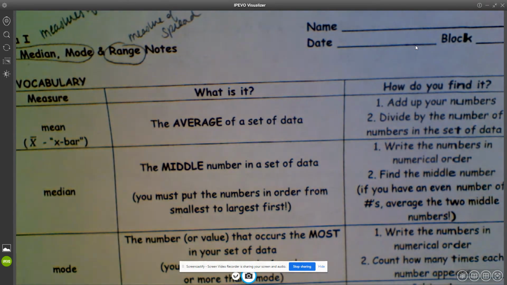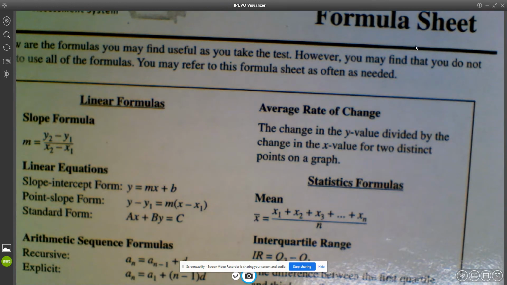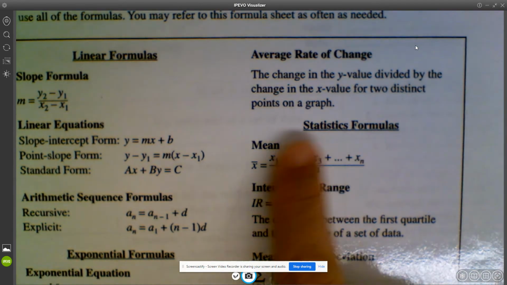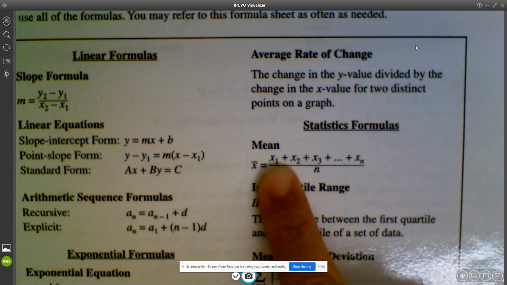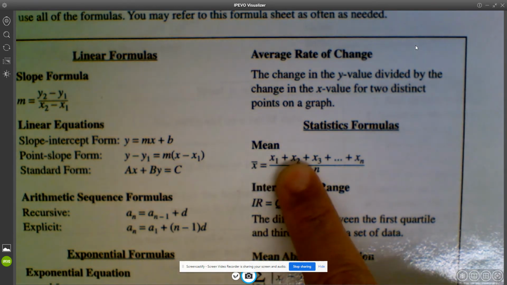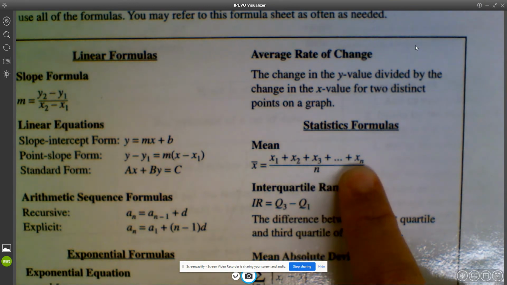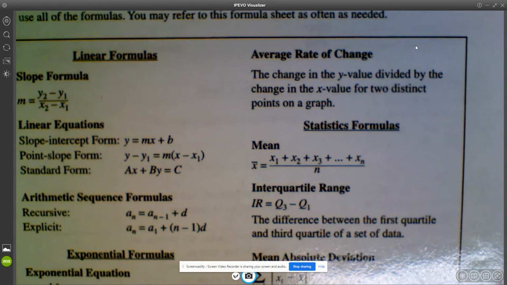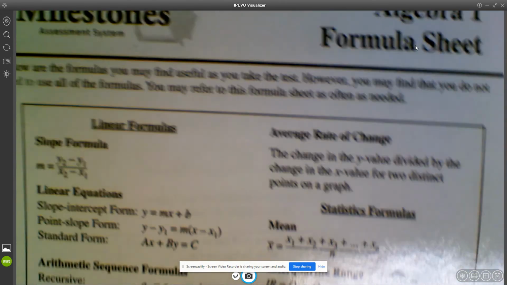I have in front of me the Algebra 1 formula sheet, and here's what I want you to notice. For the statistics formulas, they actually have the formula for the mean. The mean is the first number plus the second plus the third plus the fourth plus the nth number. You add those up, and then you divide by the number of numbers. So if you ever have a moment where your mind just goes completely blank, this is how you find the mean. It will be on the Algebra 1 formula sheet.